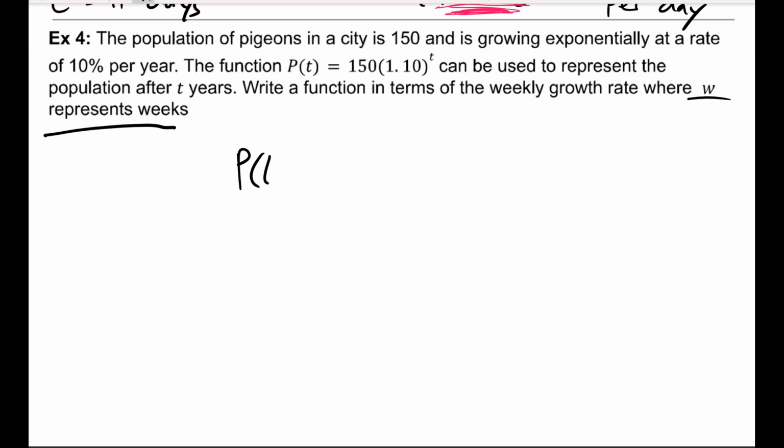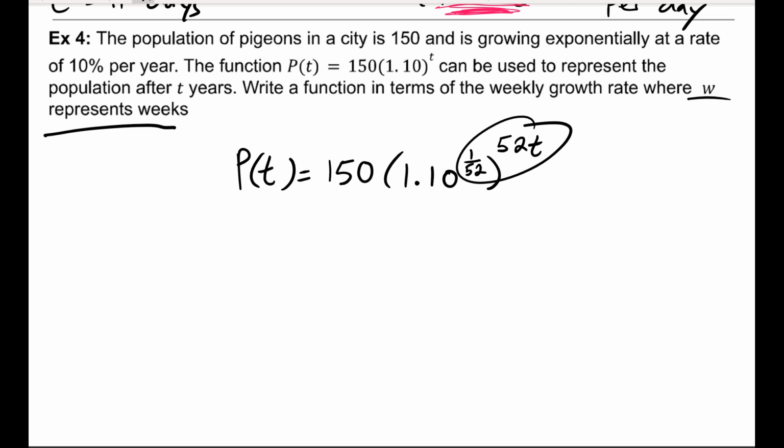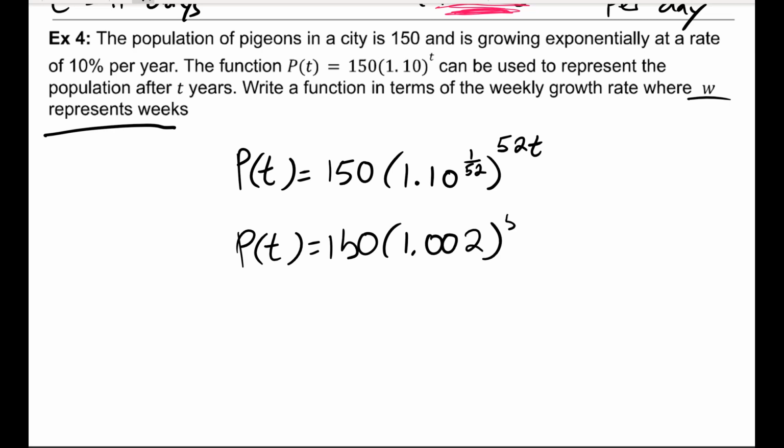So again, p of t starts as this. And I want my exponent to represent the number of weeks. So since t is in years, 52 times the number of years would represent the number of weeks. But again, I'd have to raise the inside part to the 1/52nd power to make sure, again, that this is still t if I wanted to rewrite it to keep my functions equivalent. I'm going to round a little bit here, again, just to 3 decimal places. So 1.002 to the 52t. But in terms of what the instructions said, they want us to write a function in terms of the weekly growth rate where w represents weeks.